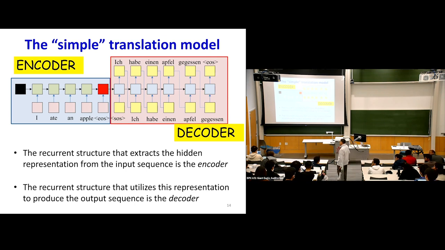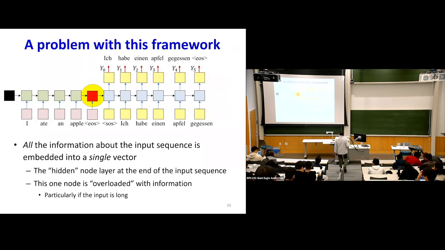Good memory. So, again, there's one more problem, and there's a major problem with this framework. The major problem is that every bit of information about the input sequence is being pushed into that little red box, the hidden representation at the end of the input. Now, that would work if the input were 5 words. I ate an apple, 4 words, right? But suppose the input were a long paragraph of 200 words. Is that poor guy going to be able to capture all of that information? Not really, right? You're overloading this one poor thing.